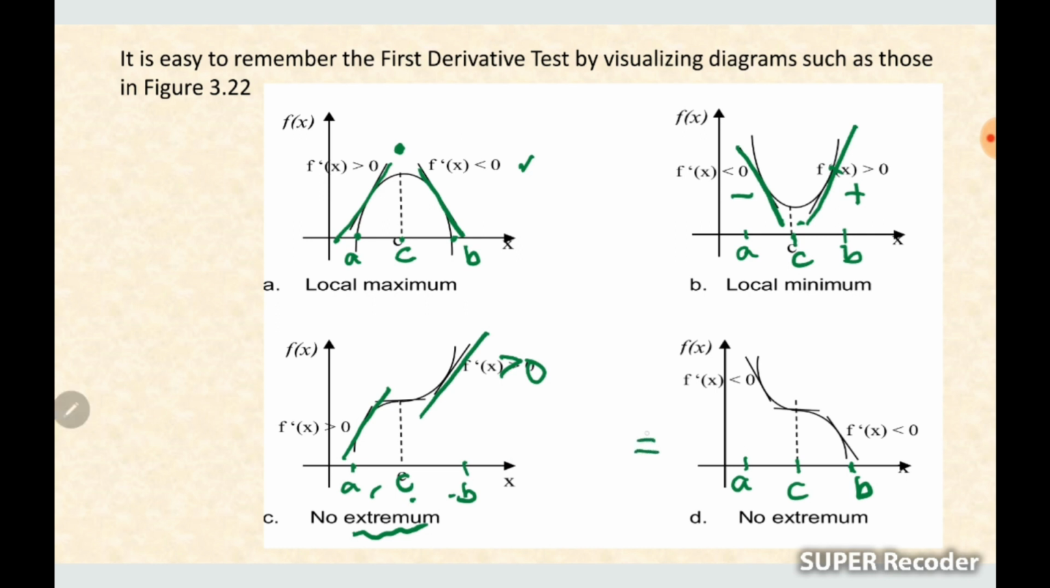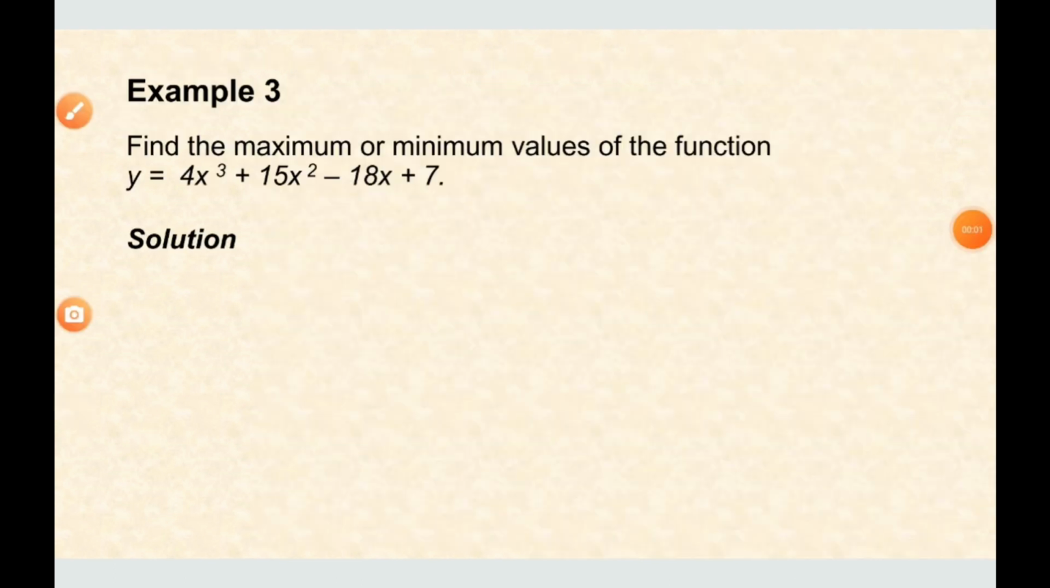So what about D? F prime x does not change from the interval from A to C, the sign for f prime x is negative, and from C to B, the sign for f prime x is still less than 0, or negative. We follow with example 3.